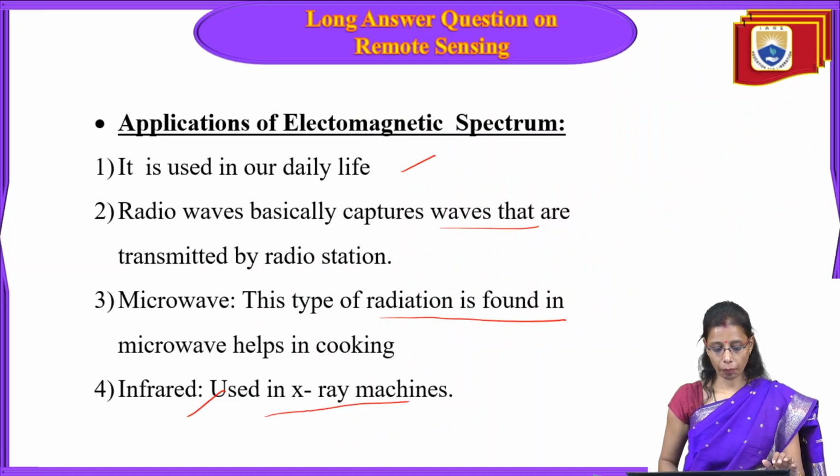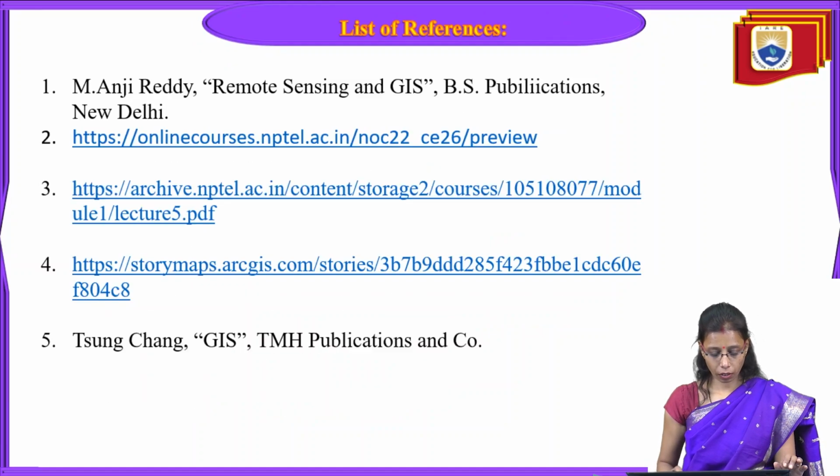About these applications, you can remember what we use in daily life. Radio waves capture the waves and transmit them to the radio station. Microwave radiation, found in the microwave, helps in cooking. X-rays we use in X-ray machines. So this is about the remote sensing part.